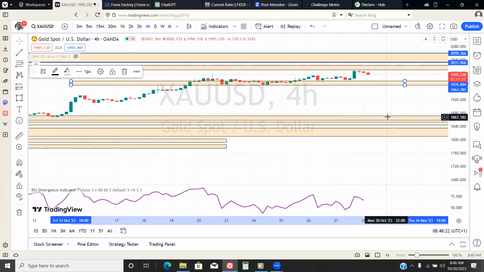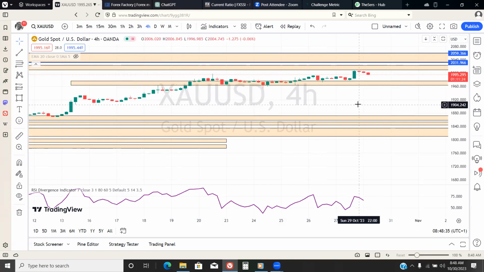Thank you so much. So now that we have listened to what is happening presently on gold, based on the voting, I think that is why we are having the little retracement.